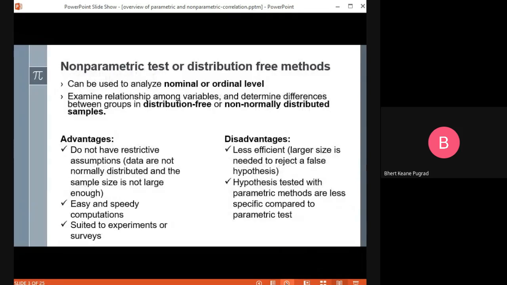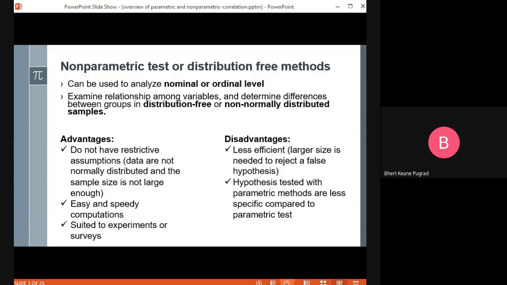How about the non-parametric test? The non-parametric test is also termed distribution-free methods. These types of statistical tests are used to analyze nominal or ordinal data, like for example the age, the sex, the civil status, and the faculty rank. If you're going to correlate or test the relationship between the age and the salary of a given sample or population, then we are going to use a non-parametric test.